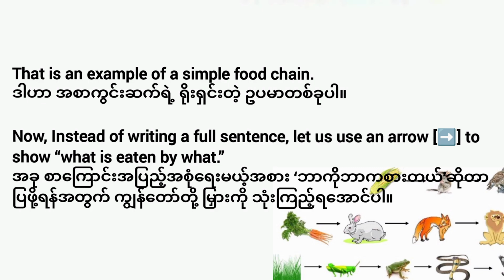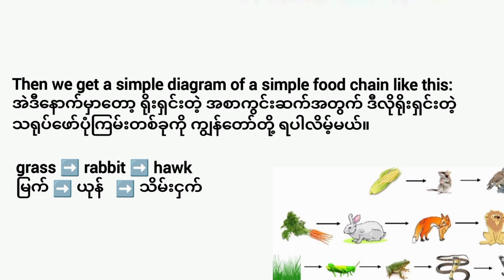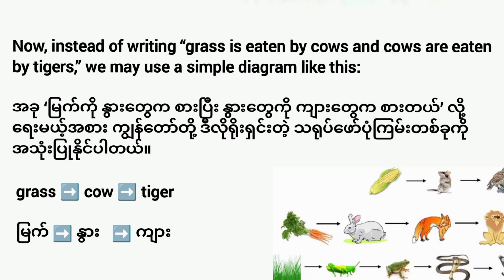Now, instead of writing a full sentence, let us use an arrow to show what is eaten by what. Then we get a simple diagram of a simple food chain like this: grass, rabbit, hawk. Now, instead of writing grass is eaten by cows and cows are eaten by tigers, we may use a simple diagram like this: grass, cow, tiger.